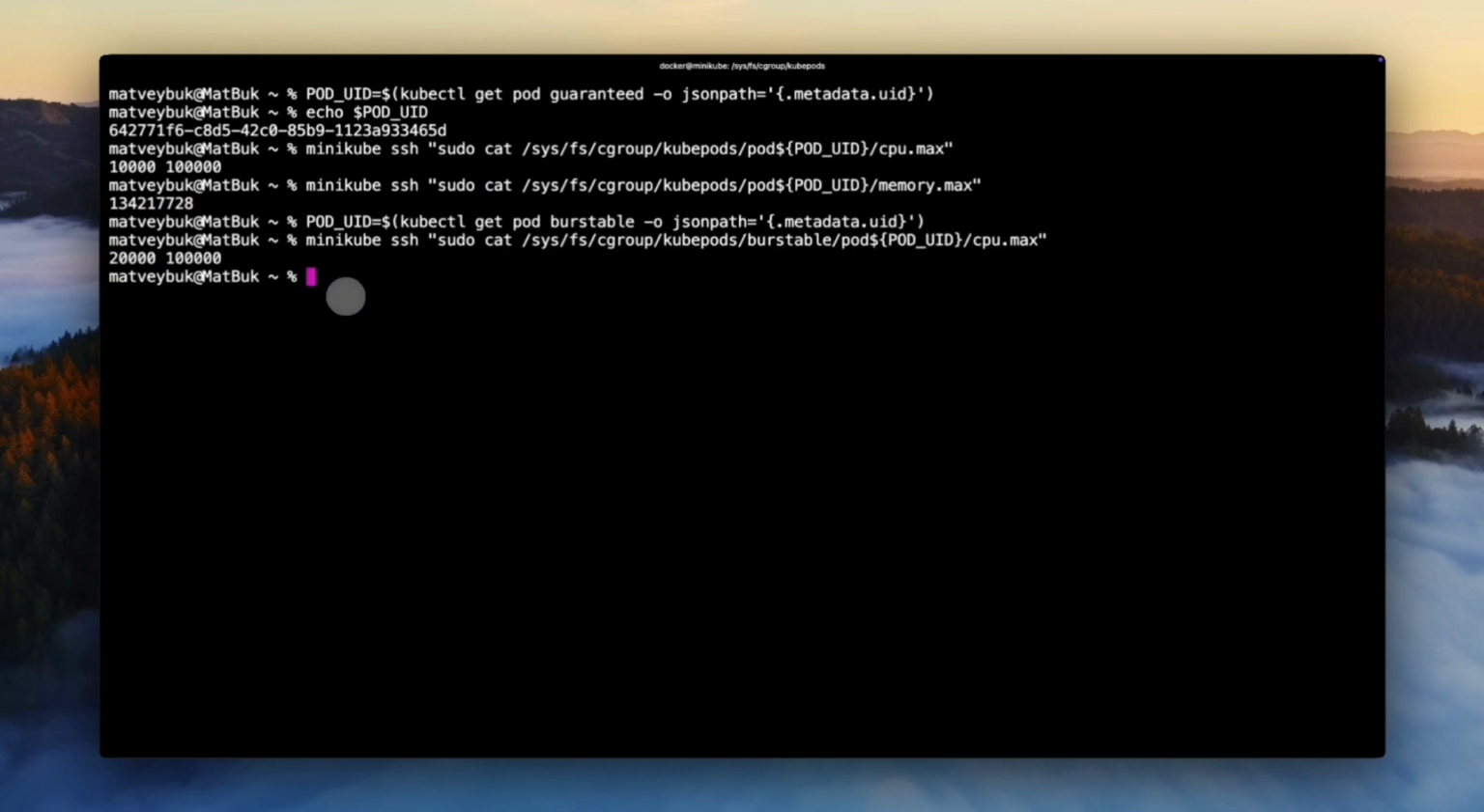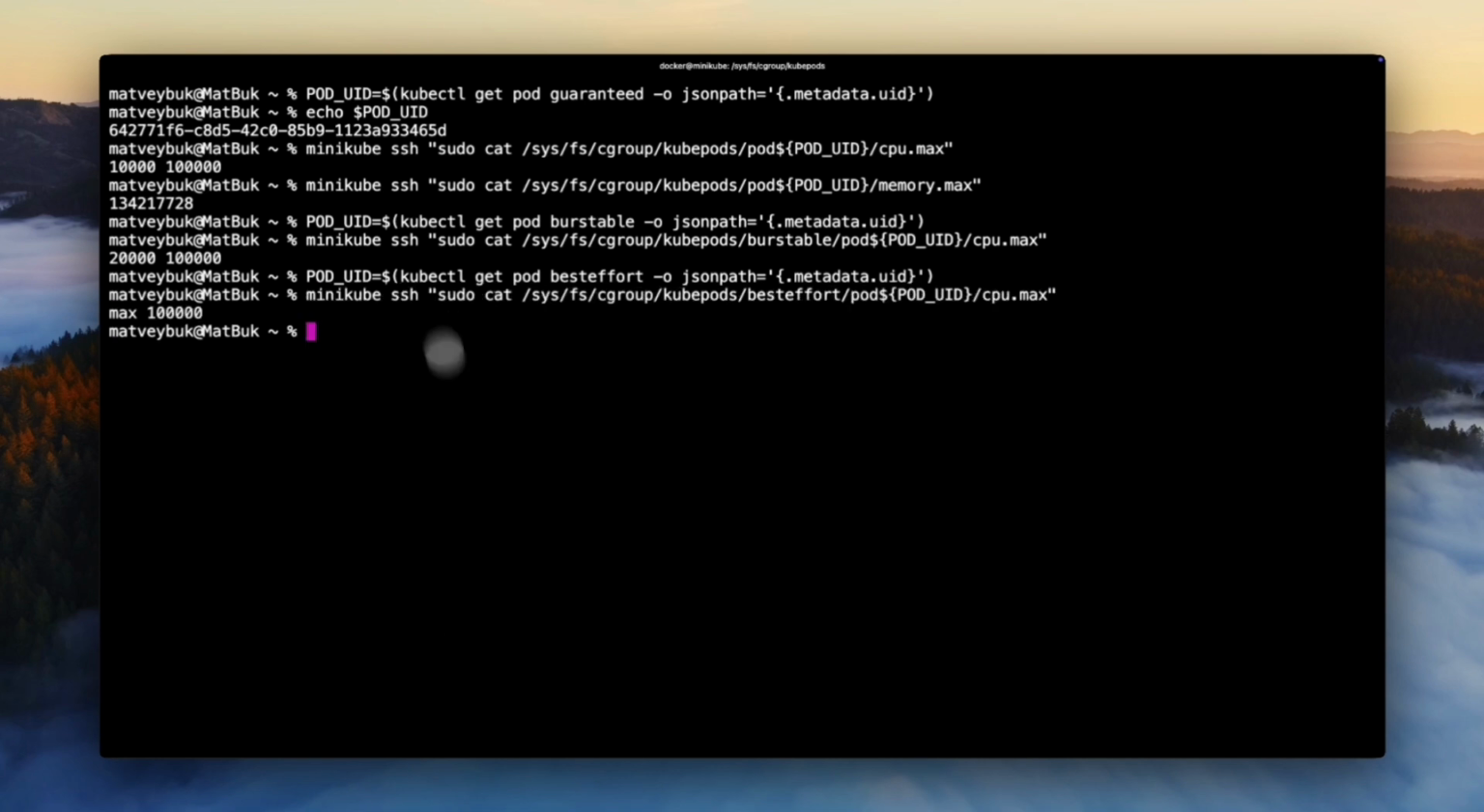The key difference between guaranteed and burstable: guaranteed is when requests equal limits, so CPU.max cannot exceed 10,000. But burstable is when requests are lower than limits, and CPU max can burst up to the limit. This allows burstable pods to use extra CPU when available, while guaranteed pods have strict caps. Next, we will get the best effort pod UID and check its limits.